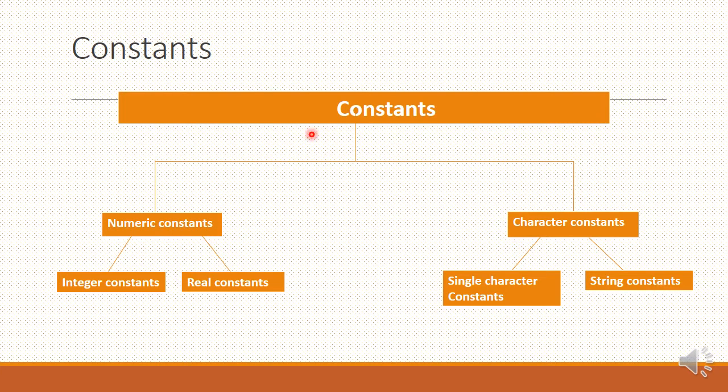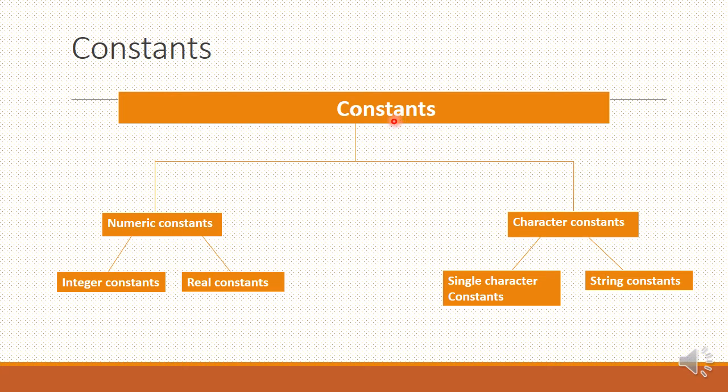Let us see the definition. What do you mean by constants? Constants are fixed values, values that cannot be changed during the execution of the program. What are constants? Constants are fixed values that cannot be changed during execution of the program.